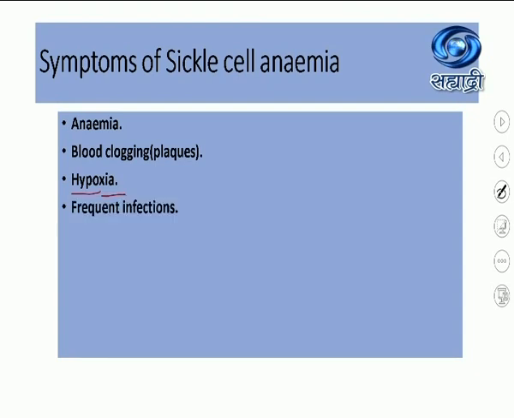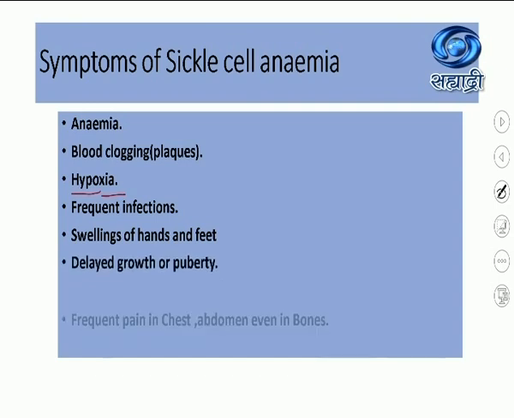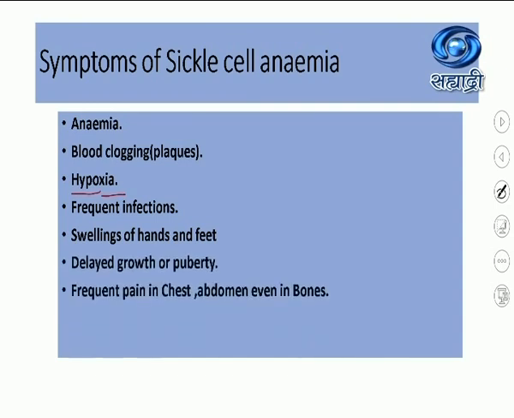This person is supposed to get frequent infections. Swellings of hands and feet take place. There is delayed growth or puberty. And there is frequent pain in the chest, abdomen and in the bones. So see, the mutation at one gene is responsible for so many traits. Thus, it is an example of pleiotropy.